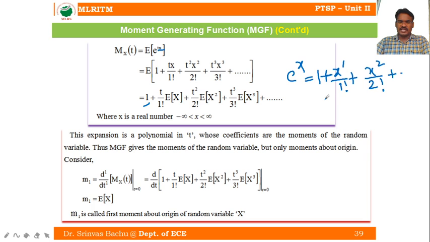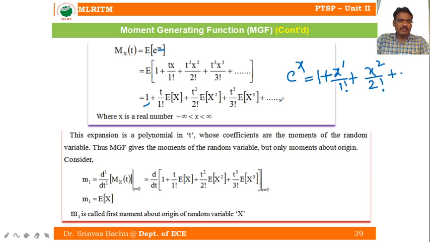This expansion is a polynomial in t whose coefficients are the moments. Now you see these coefficients: the zeroth moment here, the first moment about origin, second moment about origin, third moment, fourth moment, like the nth moment about origin. Expectation of X to the power n is called the nth moment about origin of the random variable X.